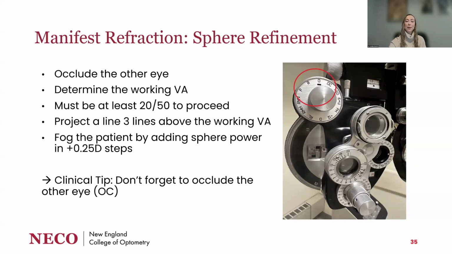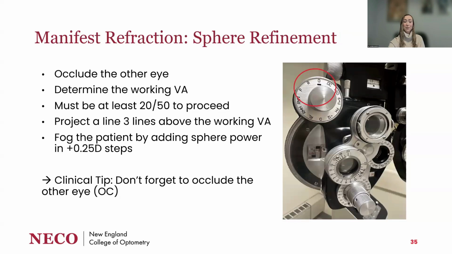We will fog the patient by adding sphere power, plus lenses in plus 0.25 diopter steps. This helps to relax accommodation for the patient. My patient education here is that I will be showing you a series of lenses to refine your glasses prescription. You will let them know we're going to make these letters blurry on purpose. Let me know when they're blurry, but just readable.